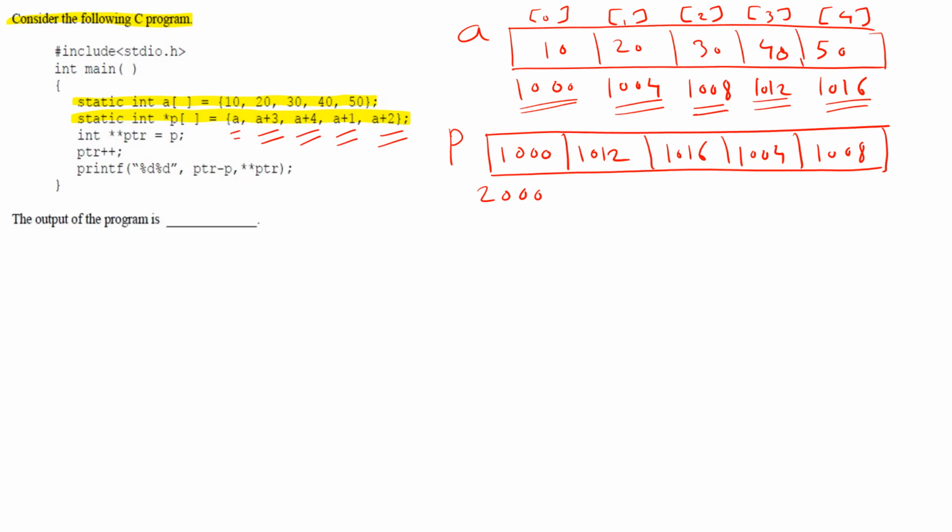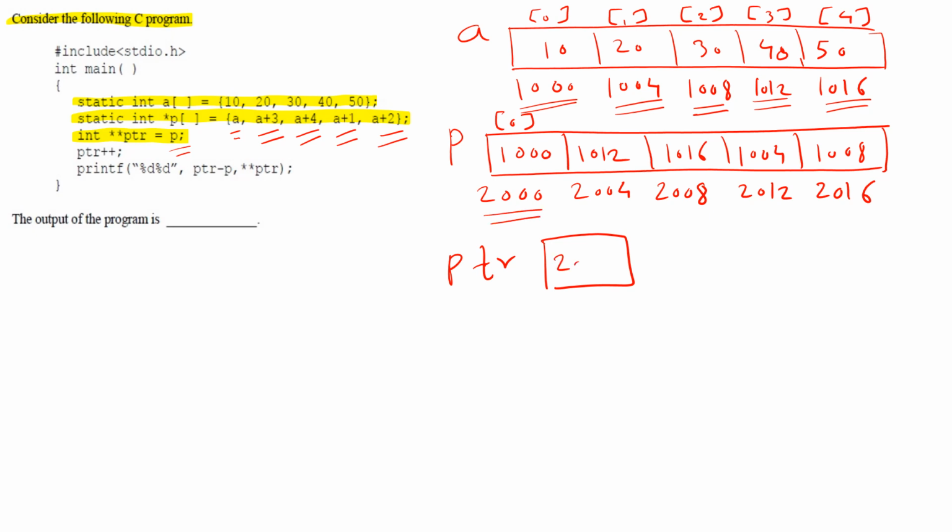Now on a 32-bit machine architecture, storing each address requires 4 bytes. So the next address is stored at 2004, 2008, and so on. Then we have this double pointer PTR. So there is PTR. What it contains is P, and when you write P, you get address of its 0th element. And the address of the 0th element of P is 2000, so you get 2000.